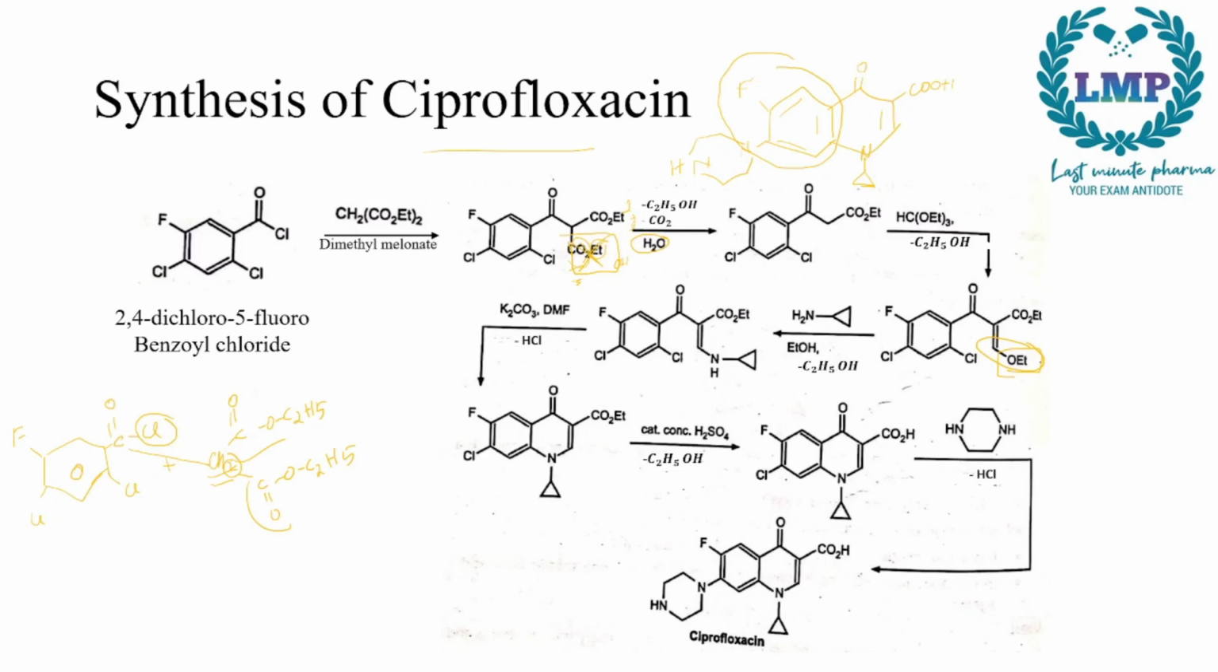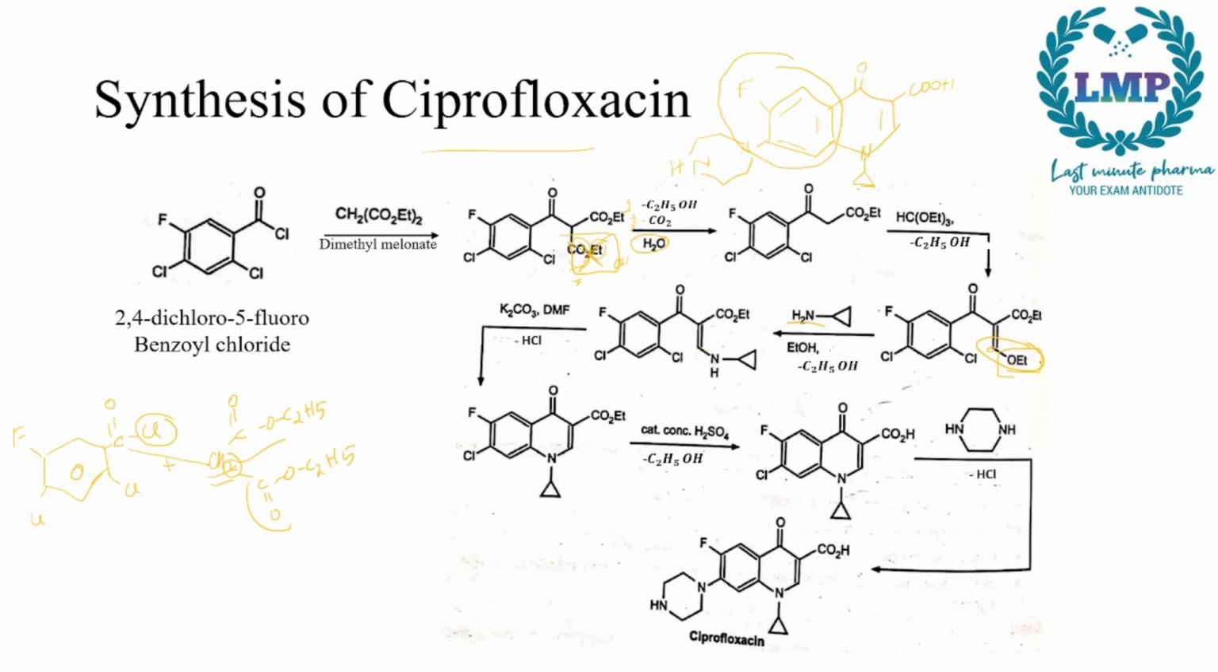We will replace this OEt with cyclopropylamine. So cyclopropylamine in the presence of ethanol. So there will be removal of another C2H5OH, that is this group right here will be removed. C2H5O and an H from here. So instead of that H, we will attach this NH2 right here. So NH2 with a cyclopropyl. So cyclopropylamine will be attached over here.